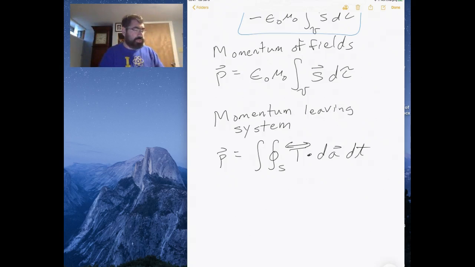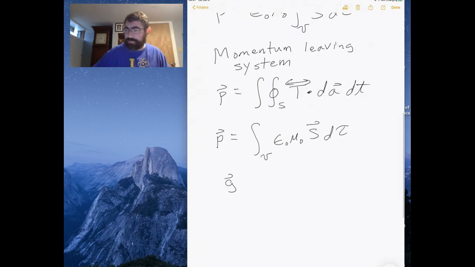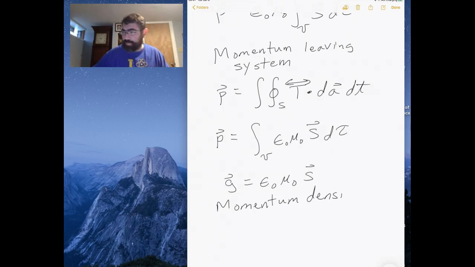Okay, so what we could do is we could just look at the fields part and say epsilon naught and mu naught are constants. We can bring them inside the integral. And then I can call this a new quantity g. I haven't used g before. And so now we just have these two constants of nature times the Poynting vector to give us essentially the momentum density of the fields. So momentum per unit volume.